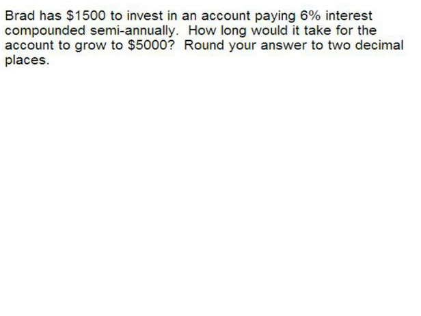Now, the first thing we got to do is figure out which formula we're going to use. We're talking about compound interest, so we'd use the compound interest formula. The next thing we got to do is figure out what we are trying to find. In this case, it looks like we're trying to find t, the time.